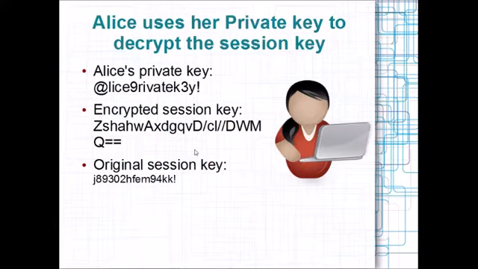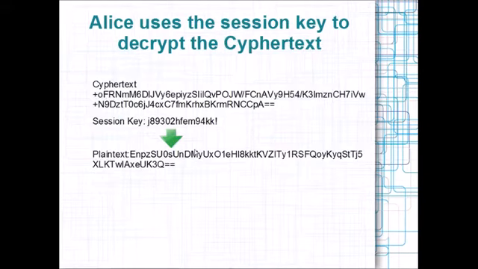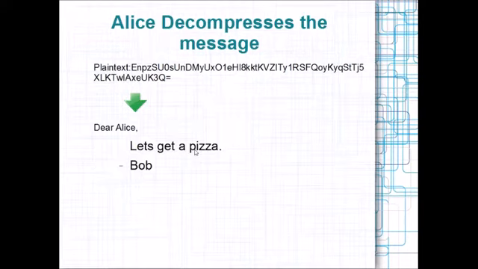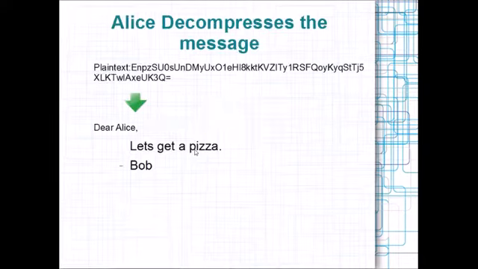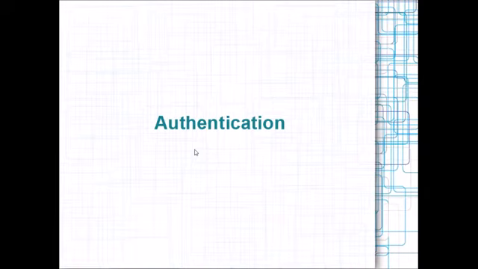Decryption basically works in reverse. Alice will use her private key to decrypt the encrypted session key to get the original session key, and then using that session key, she's going to decrypt the ciphertext to get the plaintext. She'll decompress the plaintext, and there she has her message. So what we just saw was how PGP can be used to create confidentiality. Next we want to talk about how it can be used to establish authentication.